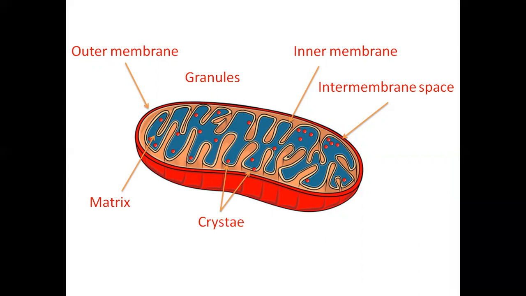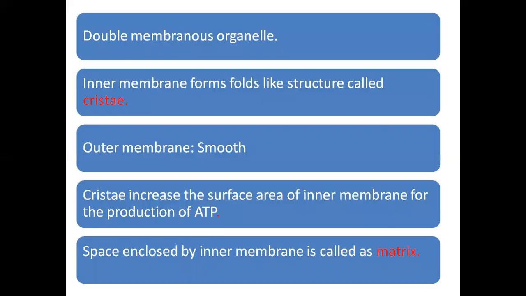Mitochondria also possess granules, which are actually granules of phospholipids, proteins, and calcium. These are particles which contain phospholipids, calcium, and proteins. Mitochondria also possess their own DNA. That is why they are known as semi-autonomous cell organelles, because they contain their own DNA.